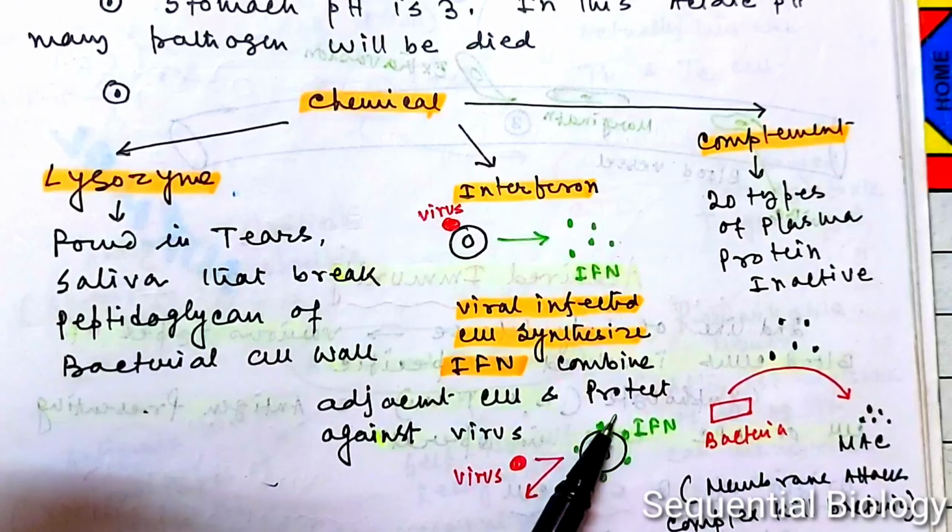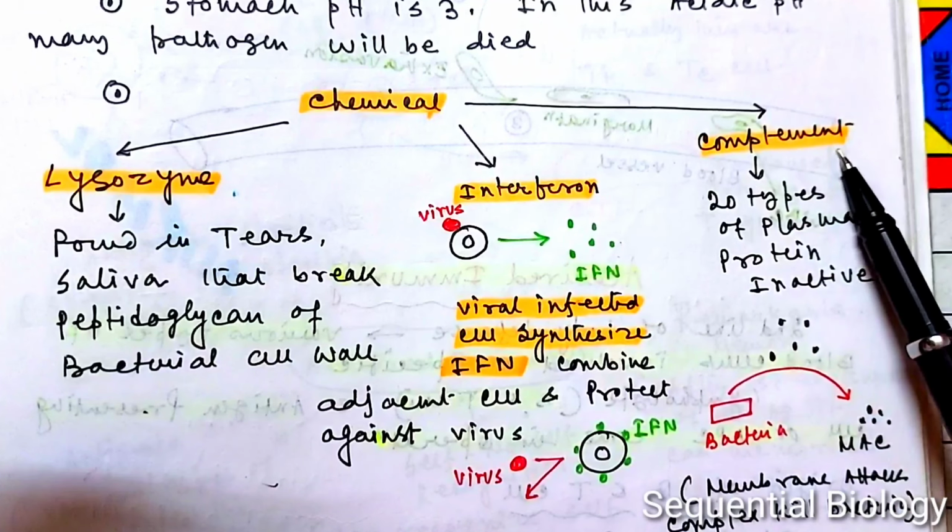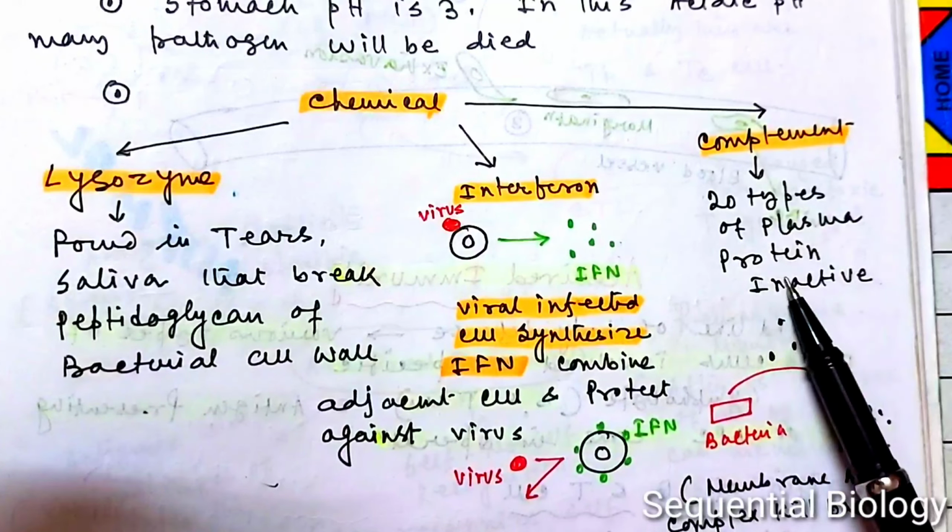And here you can see this is the viral infected cell, and this viral infected cell secretes interferon, and this interferon binds with this healthy cell, and so any viruses which are trying to attack this healthy cell cannot attack it, because the coating of this interferon causes elimination of this virus, so the healthy cell remains healthy.